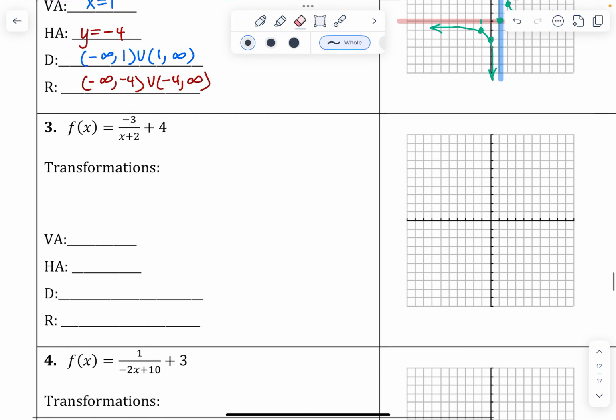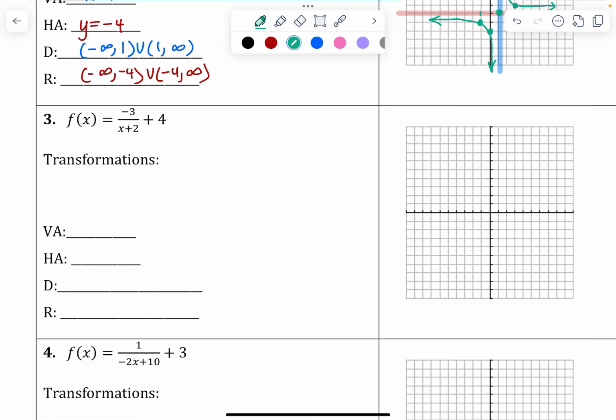All right, amping it up a little bit, we've got 4 transformations now. We've got a reflection across the x-axis, a vertical stretch by 3, left 2, and then up 4. I'm going to use a different color for each.